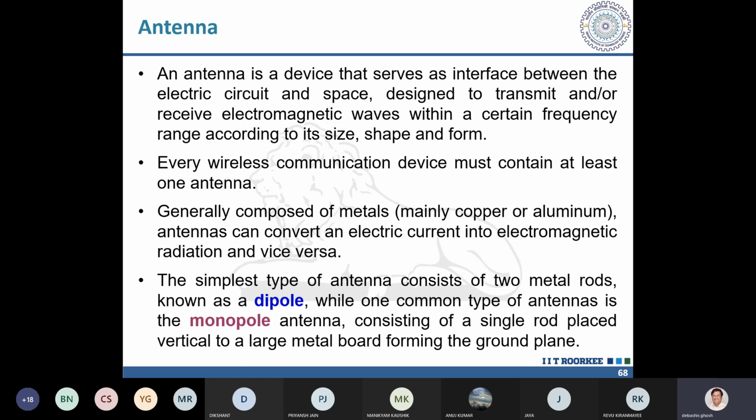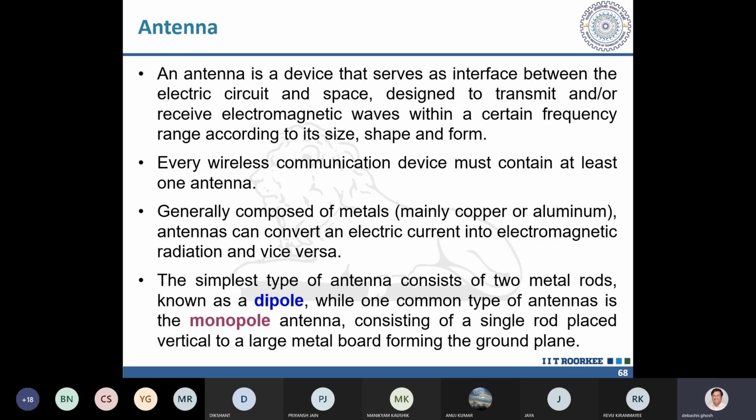Generally an antenna is made up of some conducting metal, maybe copper, but mostly aluminum. Copper is costly, so not all antennas are made of copper. Mostly you will see that antennas are made of aluminum. The purpose of an antenna is to convert electric current into electromagnetic radiation in the case of a transmitter, or vice versa, that is, electromagnetic radiation is converted to electric current in a receiver.